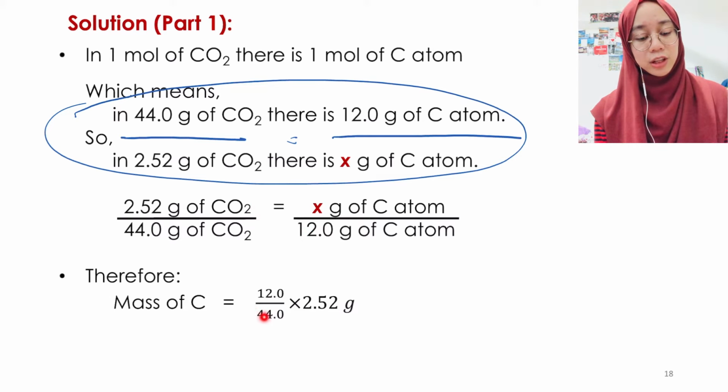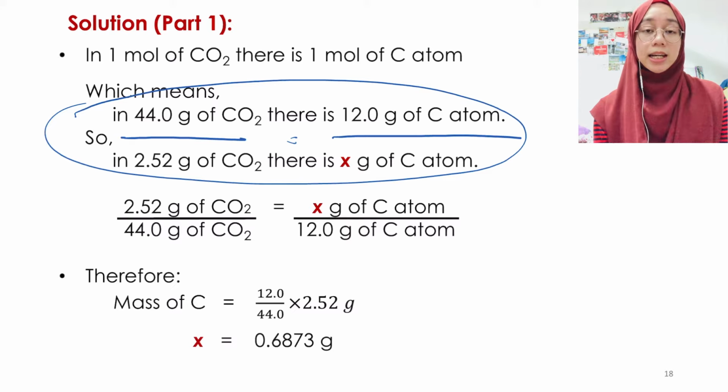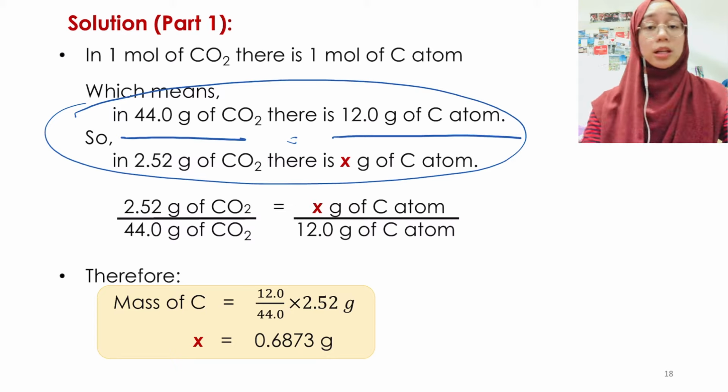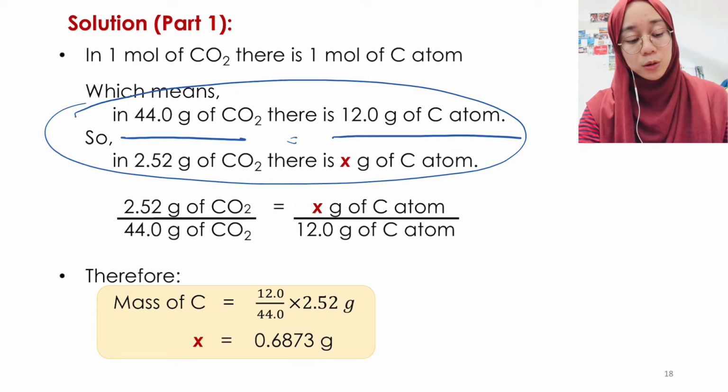Okay, and then divide by 44, 44 at the bottom here, multiply by 2.52 gram. So you get the value of X here as 0.6873 gram. Okay, so actually the most important part is this part. Okay, so is it necessary to show the calculation above? Actually, it is not necessary. You can simply go straight to the part in the box.